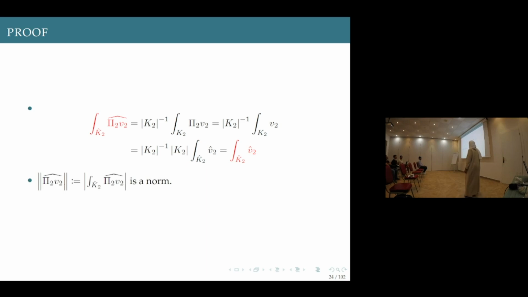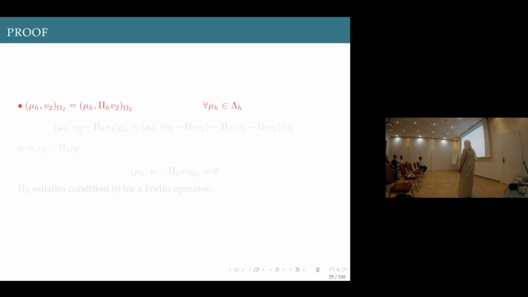The other thing we need is that this is a norm, and it's a norm in this specific case since pi 2 v2 is nothing but a bubble. So this term is equal to 0 if and only if pi 2 v2 is exactly 0. So this is a norm, and we will use it in the proof. Starting with the simplest one, the red part, even though it's the second condition, I will start with the simpler one. This is nothing but that, so just take this to the other side. So mu h v2 minus pi h v2, rewriting this using the definition of the linear combination of pi 1 and pi 2. How did we choose pi h? So this is this.